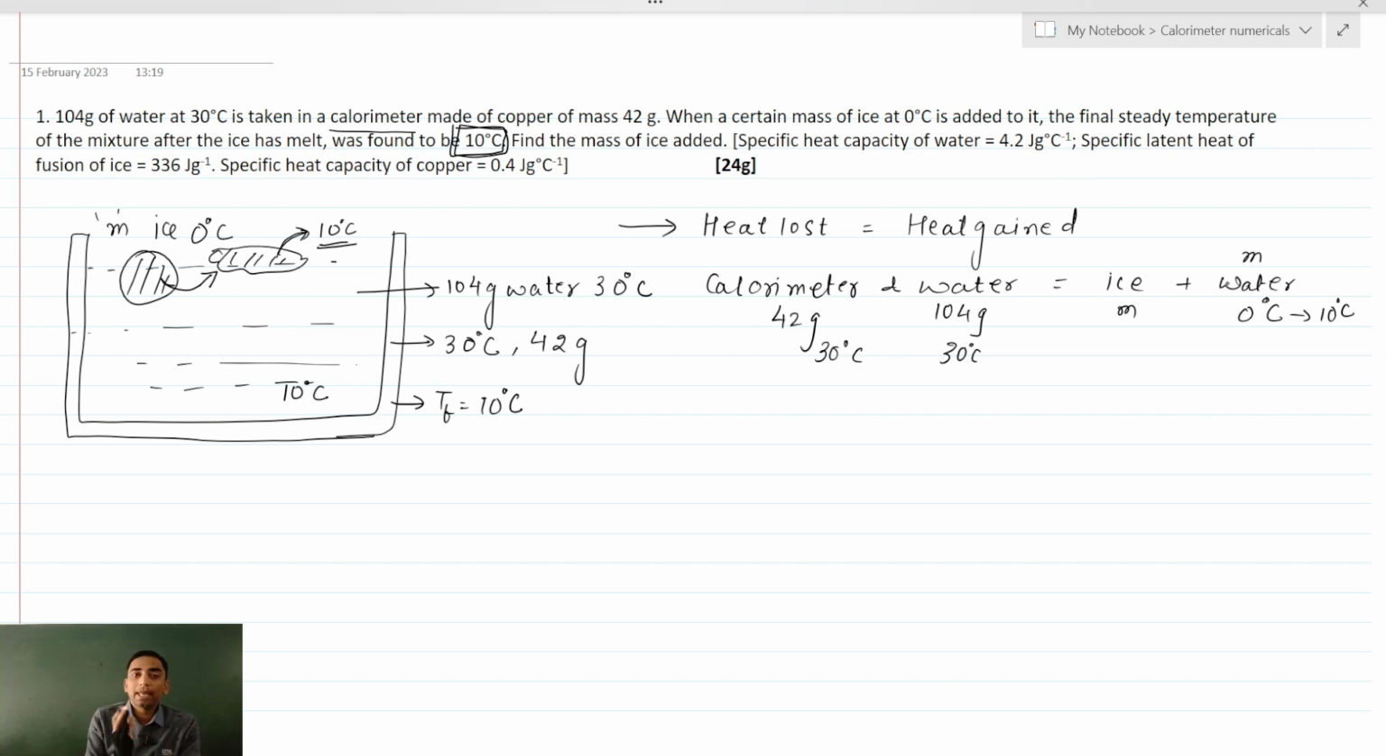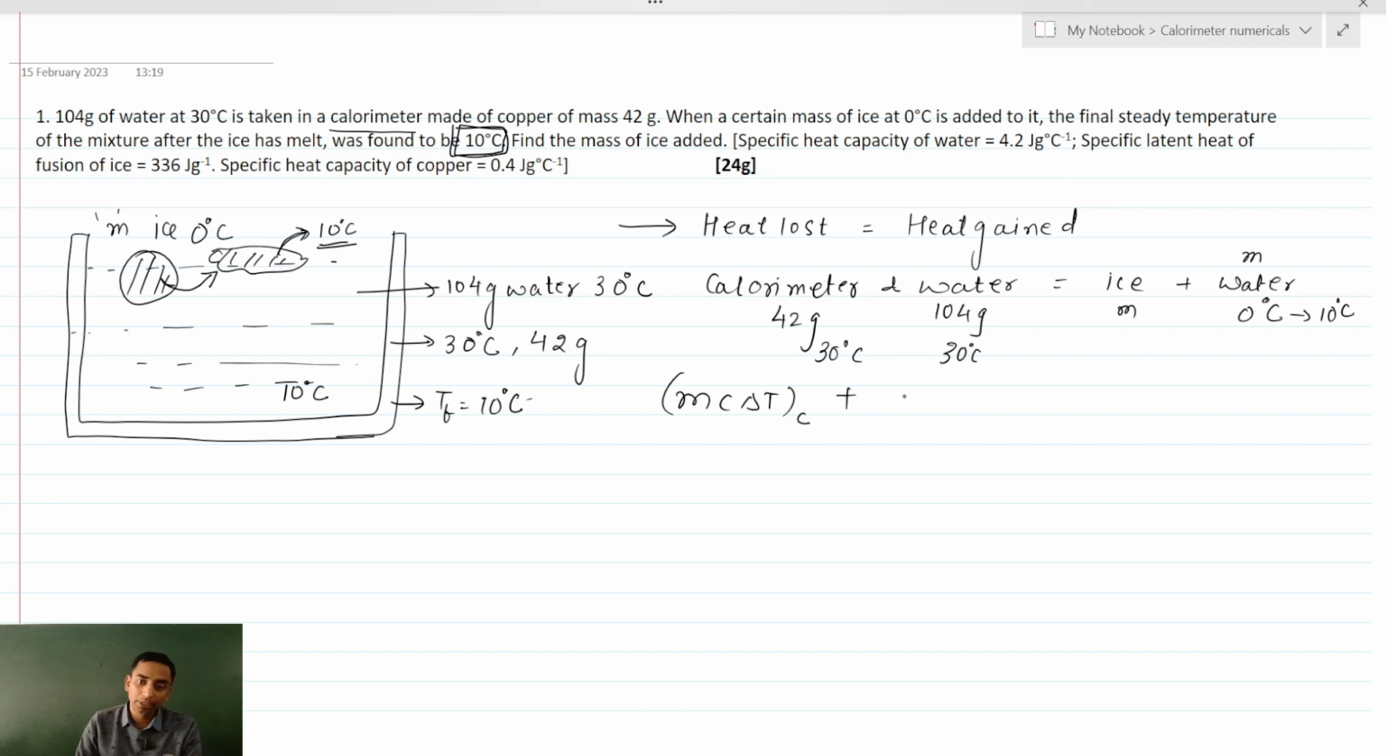We know the formulas mcΔT and mL. Wherever you have a change in temperature, we have to use mcΔT. Wherever you have a state change, we have to use mL. So over here, the calorimeter vessel, right, its temperature is changing from 30 to 10. So temperature is changing, so mcΔT of calorimeter.